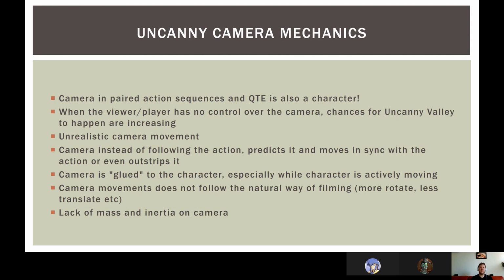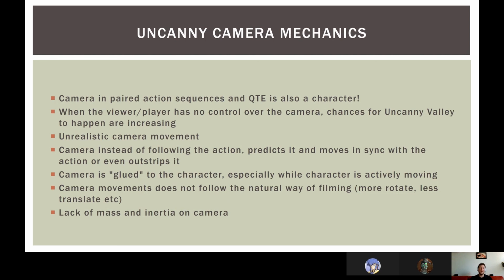Camera, instead of following the action, predicts it and moves in sync with the action or even outstrips it. This is the common problem for the camera animation. Like, camera is something that is just looking at events. It's not predicting the events. It's not like knowing exactly where the character will move in the next second. It's always following the action. So if the character suddenly moves to the left, the camera tries to catch this move a bit later. So basically, camera is always offset to the character's movement. And this is very important.